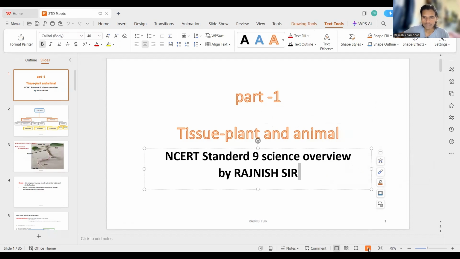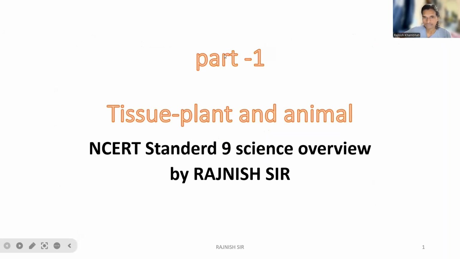Before we begin, you have to take a notebook, pen, pencil so that you can learn and you can write something in your notebook. That will help you a lot. Then let's start. Part 1, plant tissue.